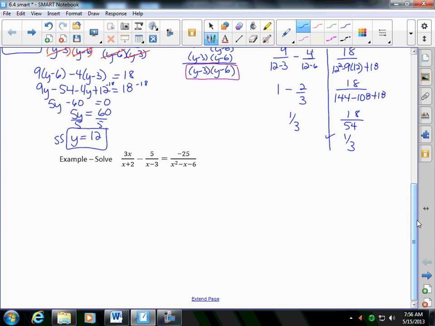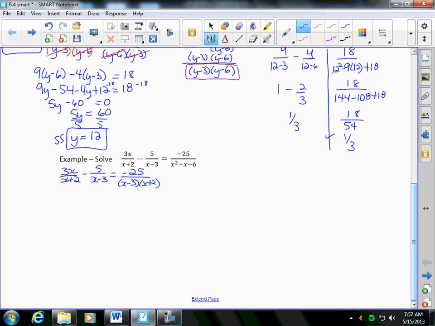Okay, next example. 3x over x plus 2, minus 5 over x minus 3, is equal to negative 25 over x squared minus x minus 6. So first thing I need to do is my factoring. Nothing to do with 3x over x plus 2. Minus 5 over x minus 3, can't do anything with that. Equals negative 25 over x squared minus x minus 6, which is x minus 3 times x plus 2.